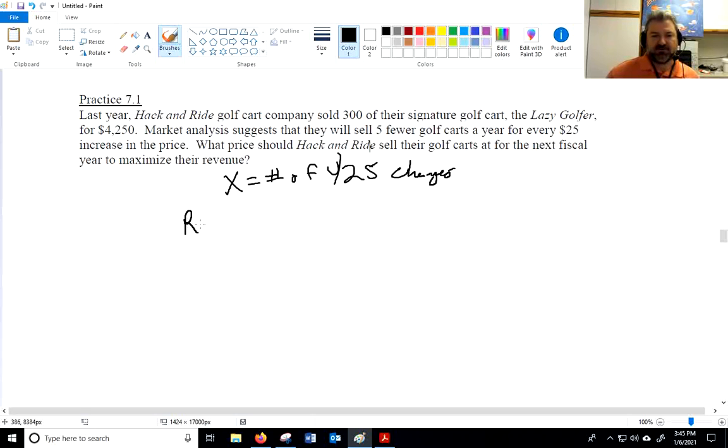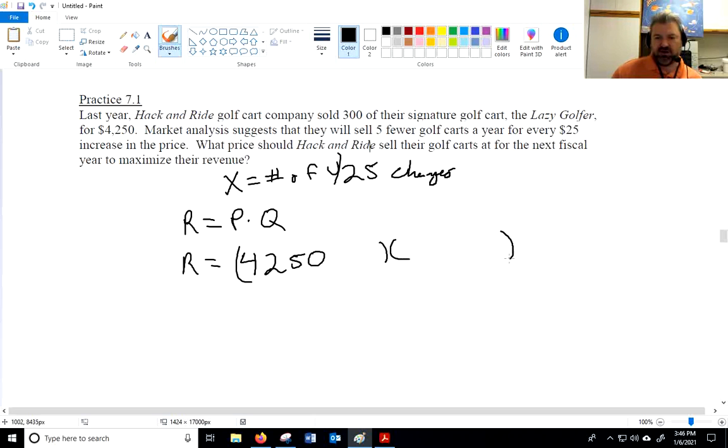All right, let's see how you did. Remember that revenue is the price you sell something at times how many you sell. Well, we learned that last year they sold 300 of these at a price of $4,250. So originally we were doing $4,250, and we're going to change that, times a quantity. Well, the quantity they sold was 300, but we're going to change that as well. We found that we're going to sell 5 fewer golf courses a year for every $25 increase. This is the number of $25 increases. So we're going to take the price and increase it by $25.